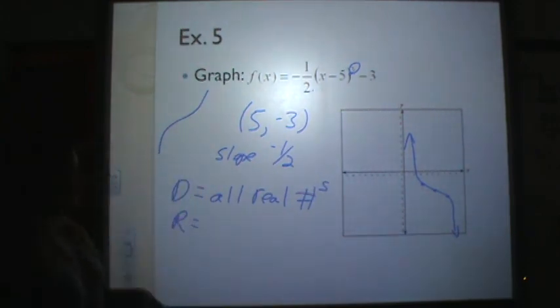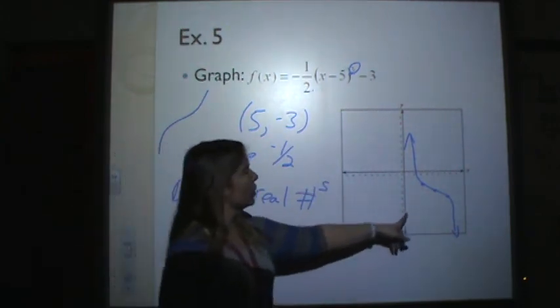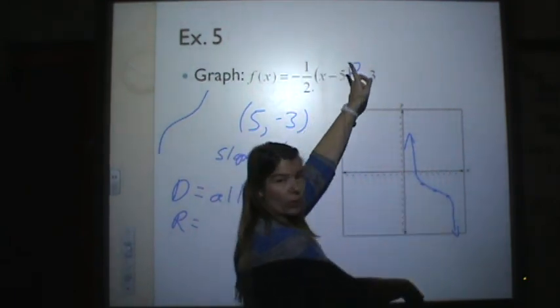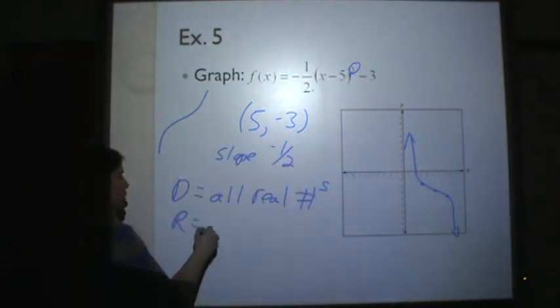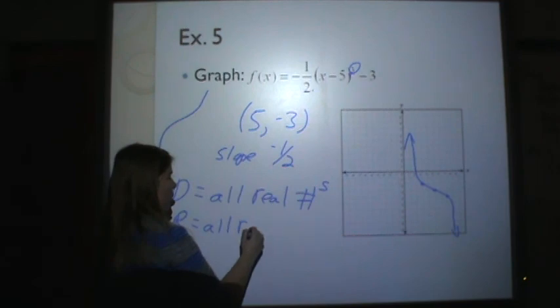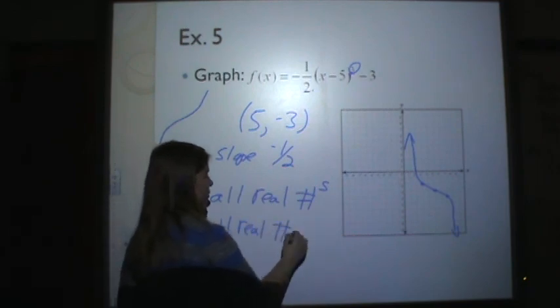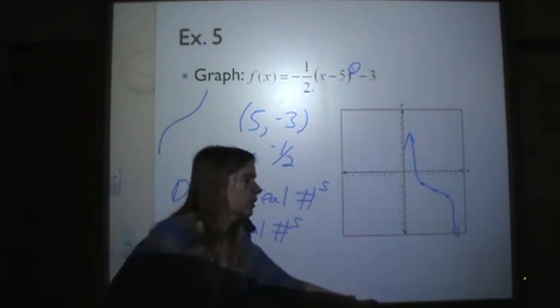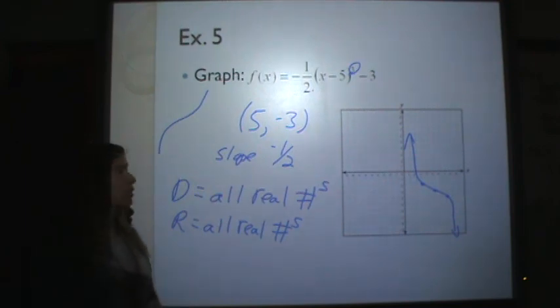And then the range, remember, is your up and down. So I do have an arrow pointing up, I do have an arrow pointing down, so that is going both directions. So this is also all real numbers. Hopefully that's given you enough practice for your graphs and talking about domain and range.